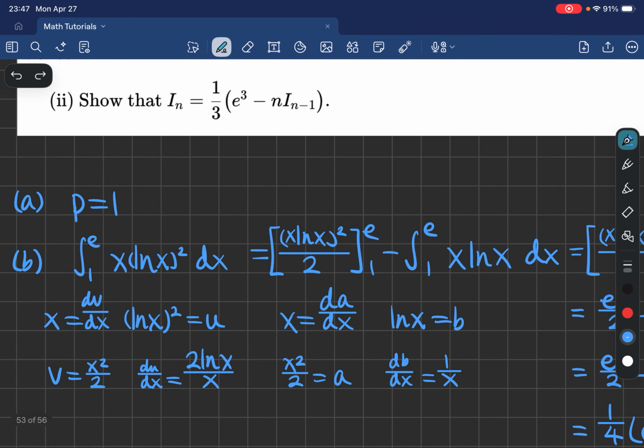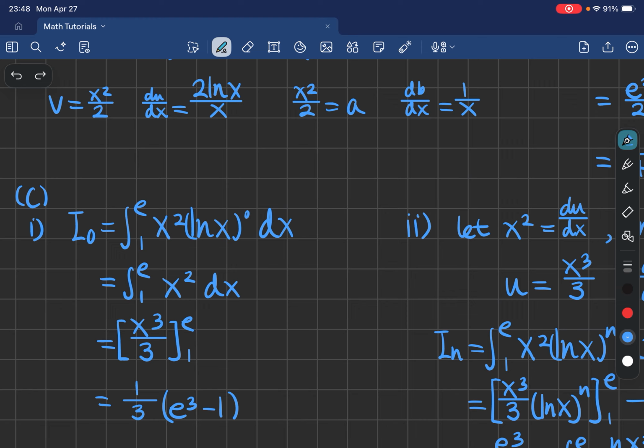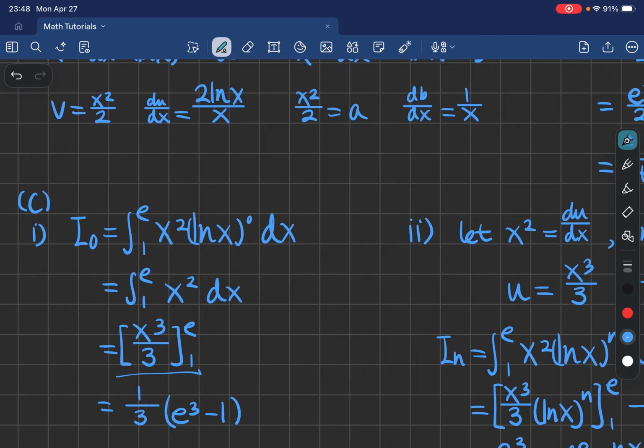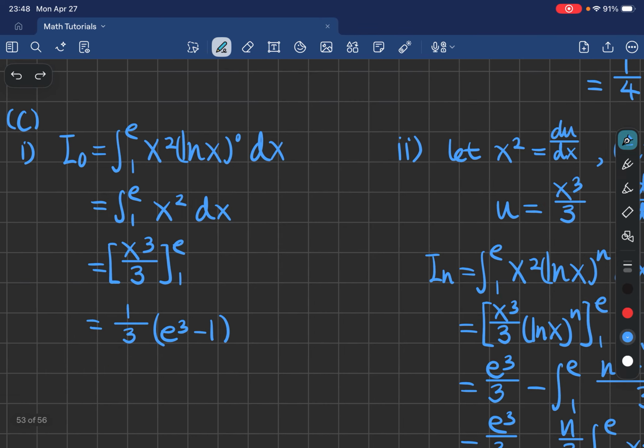So that should be pretty straightforward, because ln x to the 0 is just times 1, right? So it's x squared times 1, and that's a really simple integral to evaluate, and we end up with this, and we substitute and simplify, you will have this in the end.